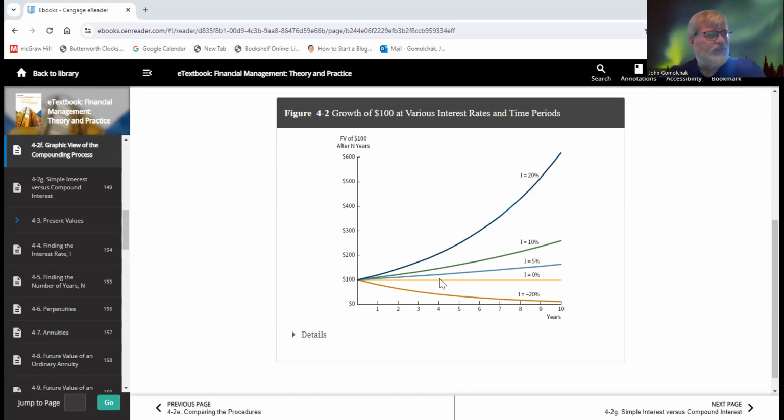Okay, so you can see how the slope of the line has changed over a 10-year period. If you want to extend that out for a longer period of time, then the slope of that line is going to become much more pronounced. So that's a graphical representation of what compound interest looks like.